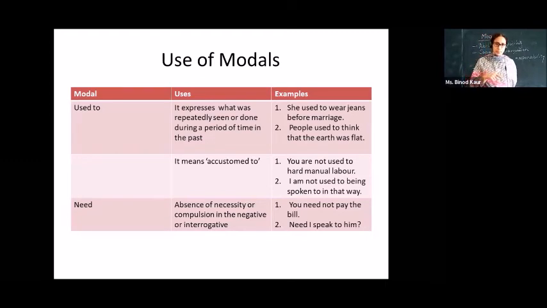You need not pay the bill. Again, necessity is there under compulsion. You are not required to pay the bill. This way, we need to understand, and I would say you will have the understanding of this if you practice. Let's move to the next slide.